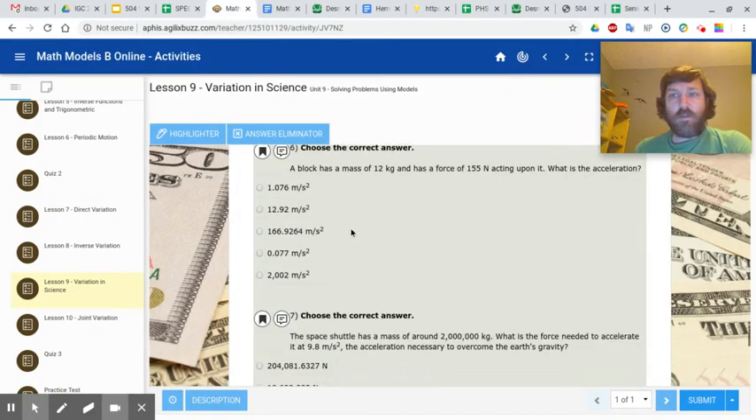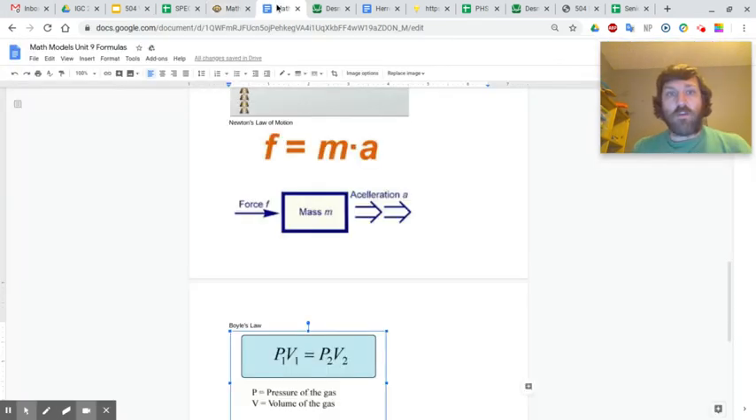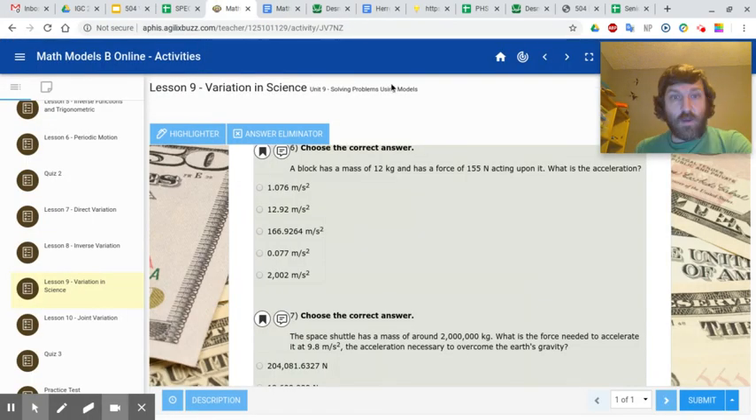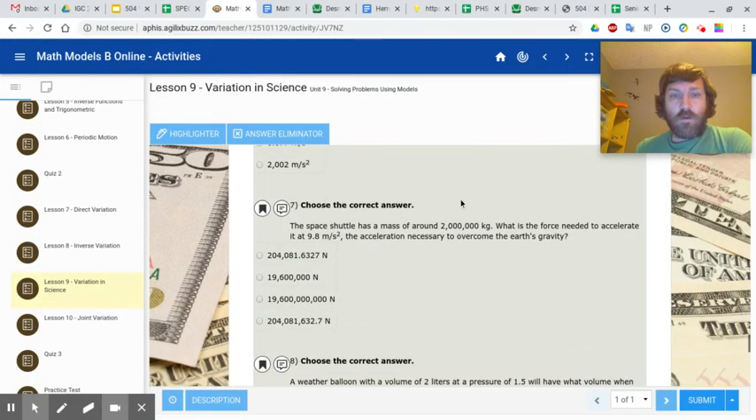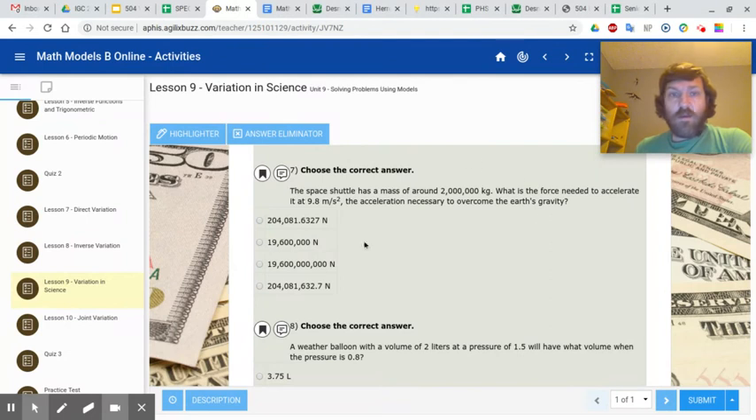Each one of them is going to be the same idea, but things are going to be in different spots. So you have a block with a mass of 12, so that's mass, and a force of 155 newtons. So that's the force and the mass. Then you would need to rearrange and solve for the acceleration. So you divide by m, so you do force divided by mass. But in all cases, you're just either dividing or multiplying to get the answer. Same thing on 7.